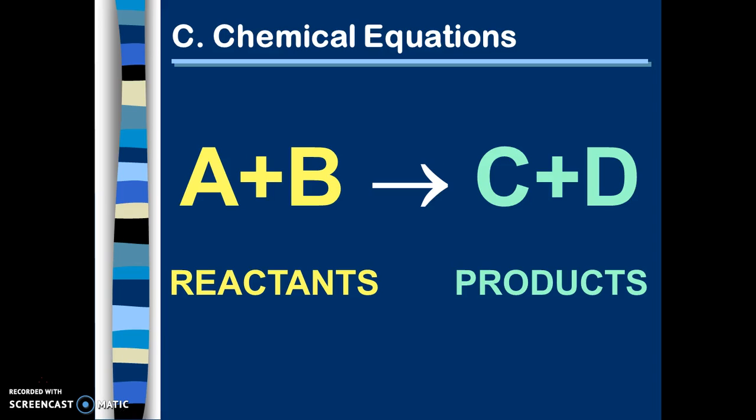The reactants do not equal the products because they're different substances, but the reactants combine to form the products. Or we sometimes say that this yields the products, it produces them. So the reactants always go on the left, the products always go on the right.